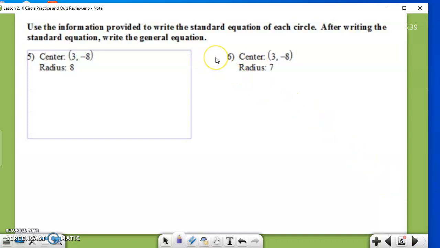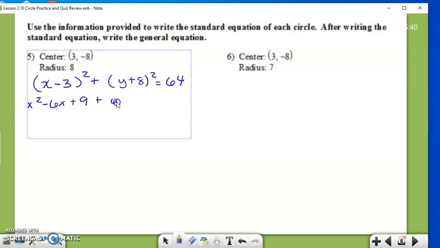Okay, now we're going to take this information they've given us and we're going to write the equation in standard form and then general form. So I'm going to start with standard form, x minus 3 squared plus y plus 8 squared equals 64. We'll follow that algebra. Square this one, double it, square it.